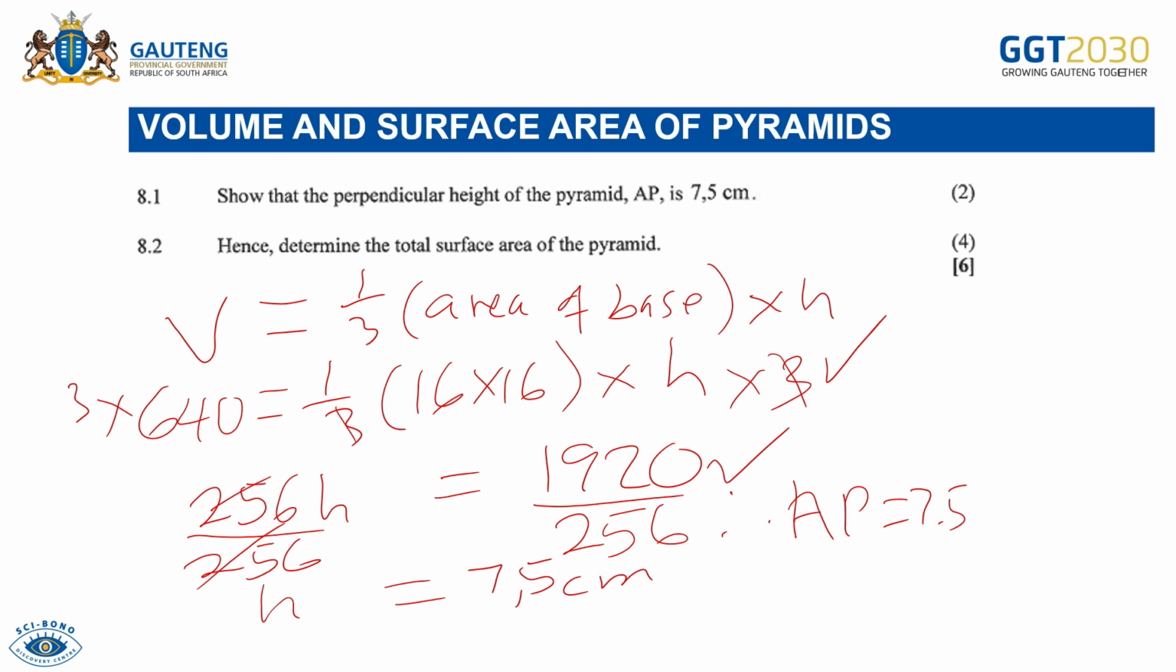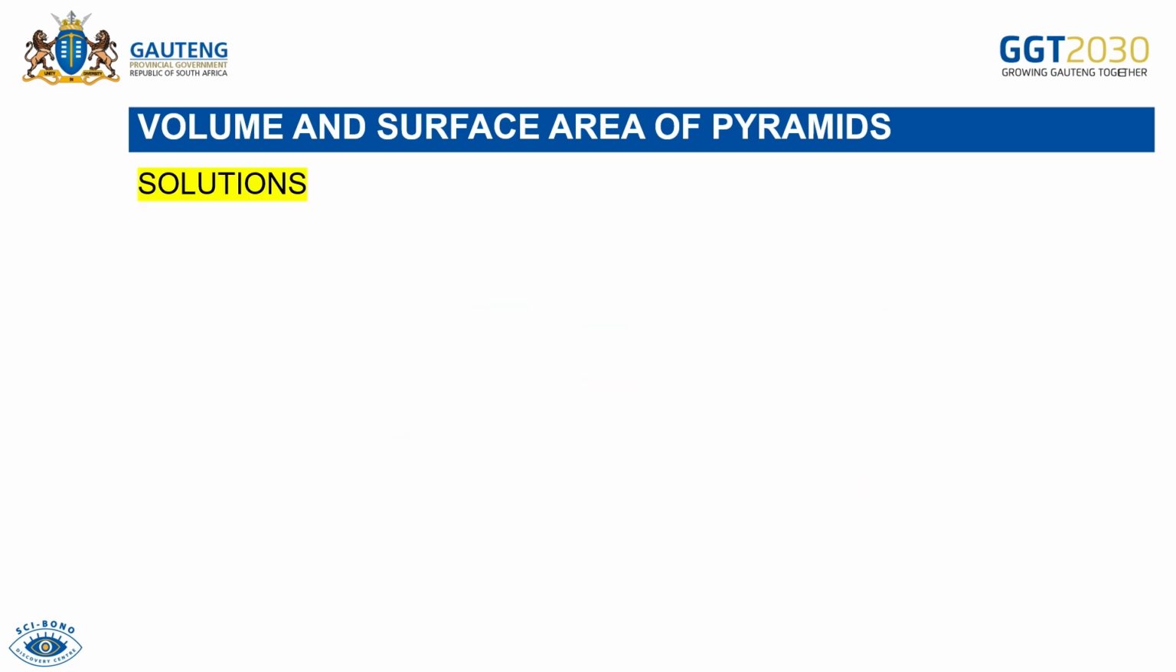You write down your formula. Volume of any pyramid is 1/3 area of base. You focus on the base, get the area of the base, divide by 3, then multiply by height. That is automatically your volume. Then here we substituted for volume, we substituted for the area of the base, then solve for h, which is our height. Then simplify and get your 7.5.